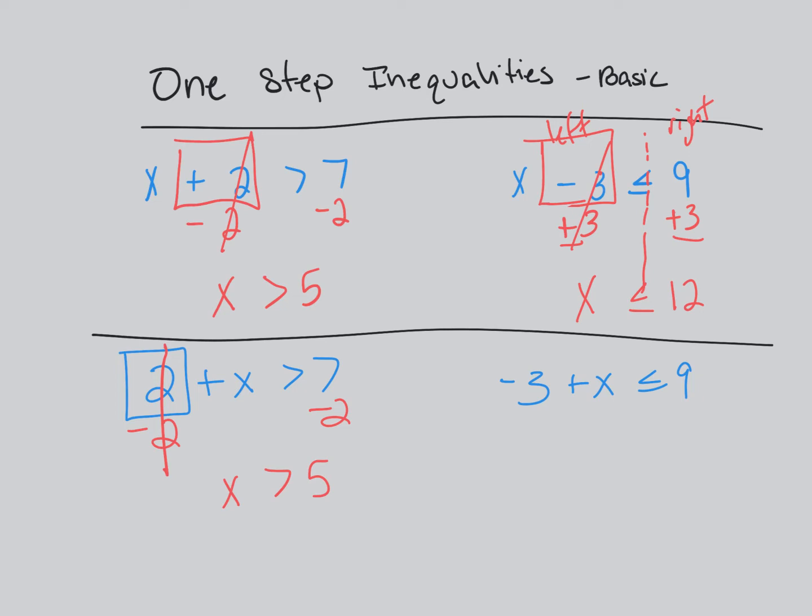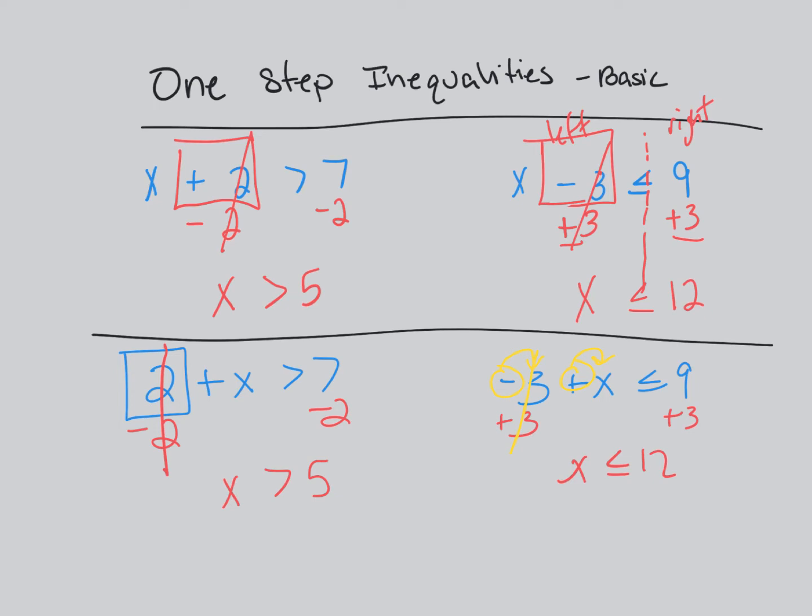So I have a negative 3. To make 0, I need a positive 3. So on both sides. So this is where we get confused a lot of times. We see, well, there's a plus sign here, I want to subtract. The plus sign is attached to the x. This negative or minus sign is what's attached to the 3. So that's what we need. And that makes 0. So then I have x is less than or equal to 12, just like we had before.